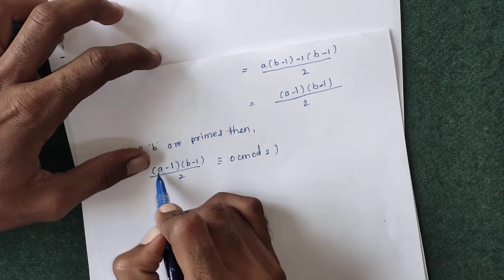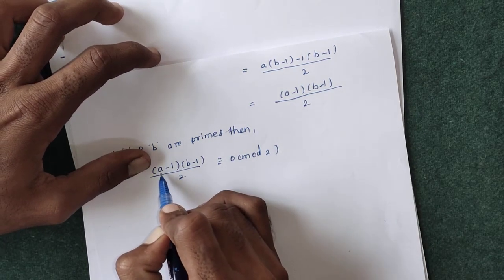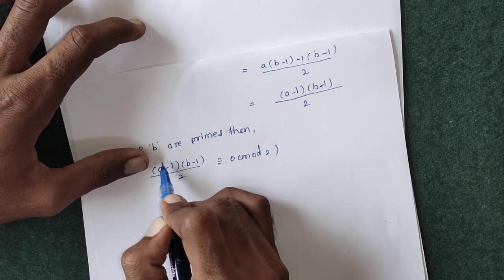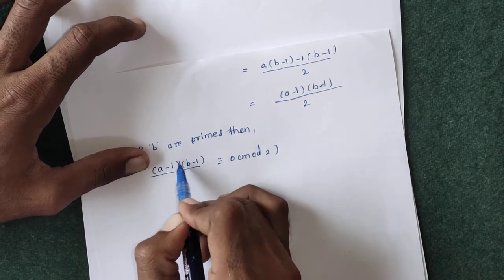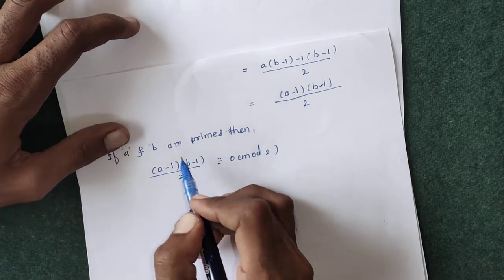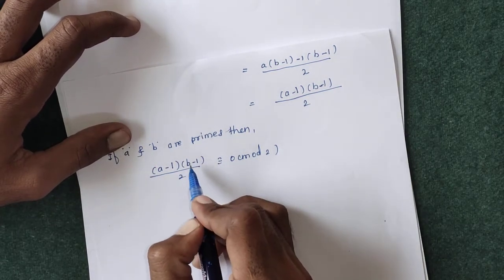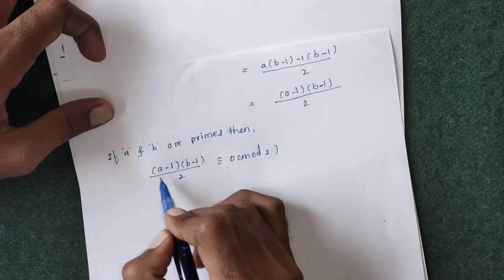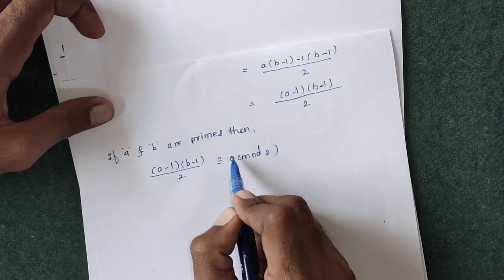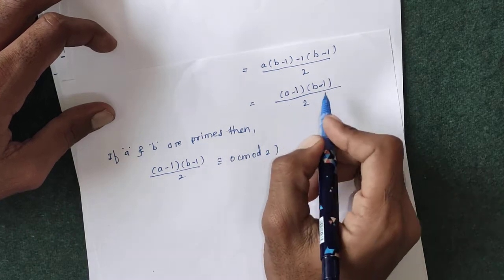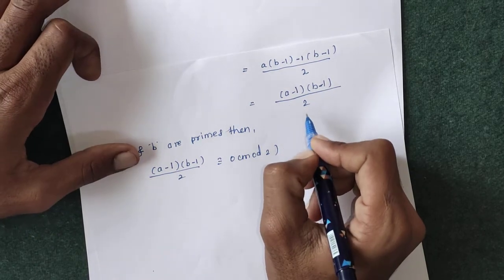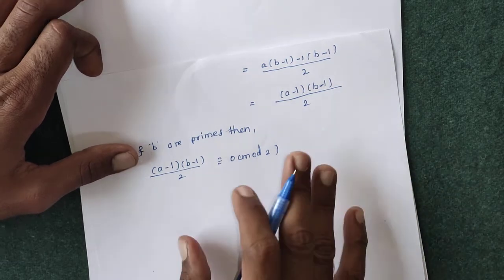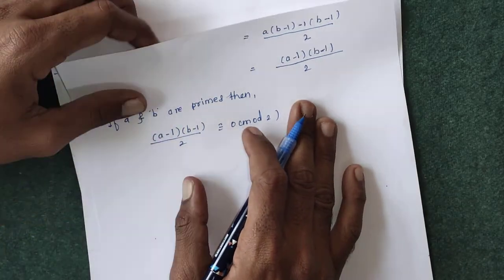If we divide a minus 1, where a is odd so a minus 1 is even, by 2, then we will get odd or even. But after multiplying by this b minus 1, an even number, surely our final number will be even, and that even number is definitely congruent to 0 under modulo 2. So, (a-1)(b-1)/2 is congruent to 0 under modulo 2.